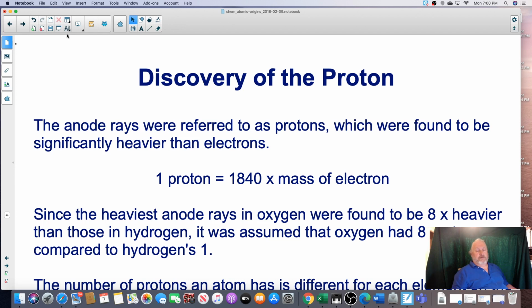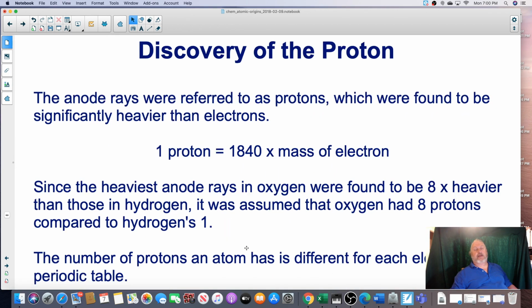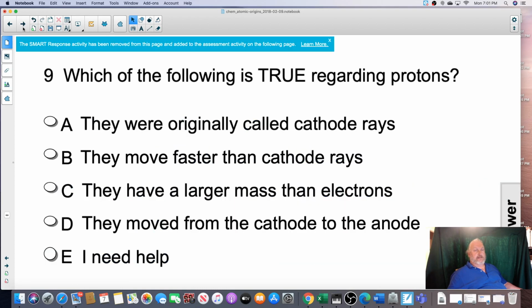One proton was determined to be 1,840 times the mass of an electron. So since the heaviest anode rays in oxygen were found to be 8 times heavier than those in hydrogen, it was assumed that oxygen had 8 protons compared to hydrogen's 1. The number of protons an atom has is different for each element on the periodic table. The number of protons determines what the element is.